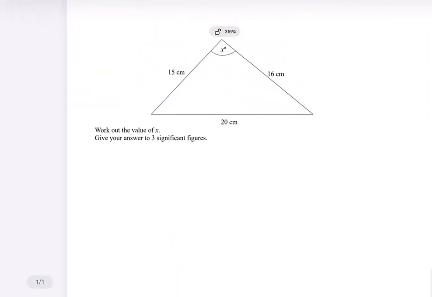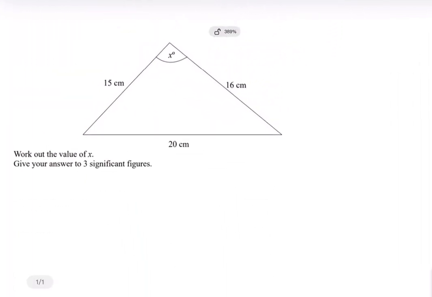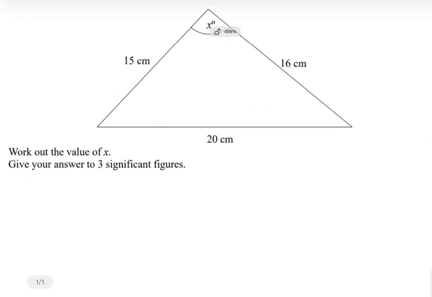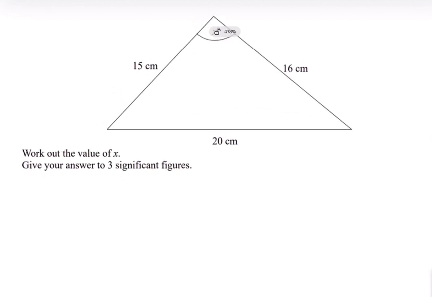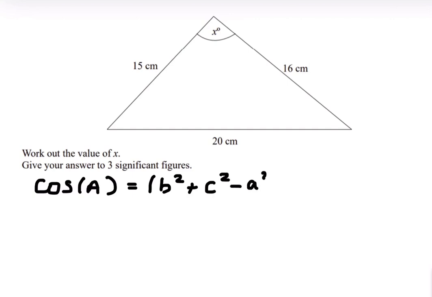Now the next question asks us to find the size of the angle x rather than a missing side. We'll again use the cosine rule, but this time where the angle is the subject instead of the sides. We can achieve this by rearranging the formula that we used before. This gives us cosine of x, or A, is equal to b squared plus c squared minus a squared, all divided by 2 lots of b times c.